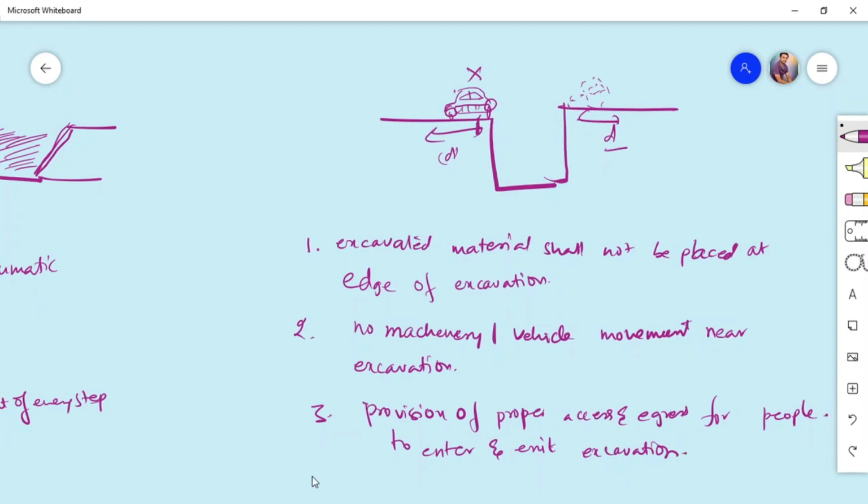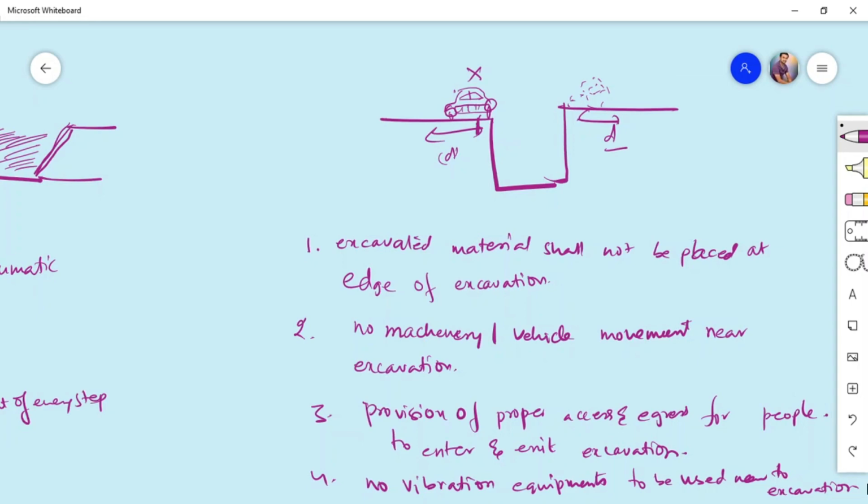And the fourth one: no vibrating equipment to be used near the excavation. What happens if it is vibrating? The excavation will again collapse, because the soil will settle down and the excavation will collapse. So these are the things that we need to take care of.